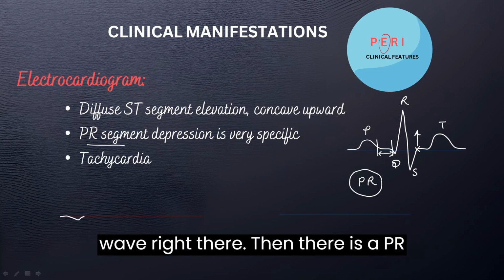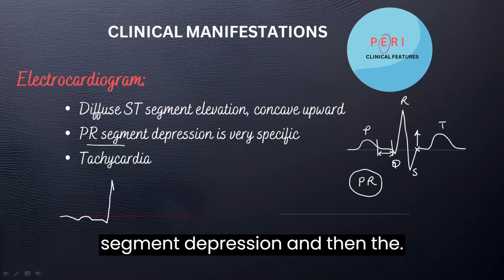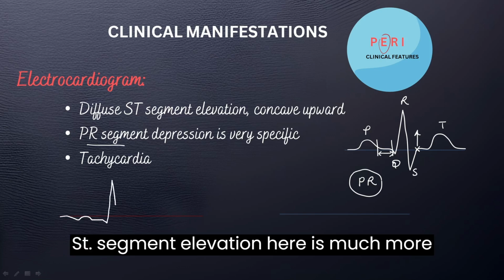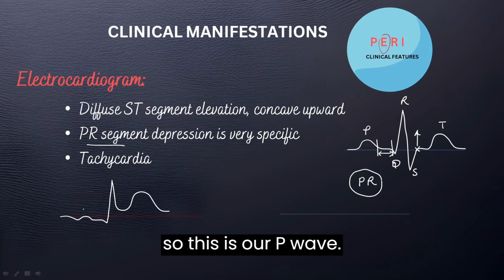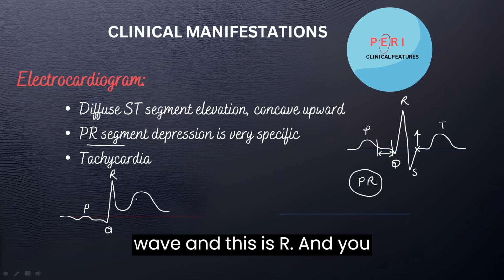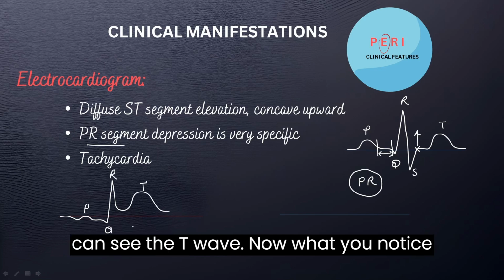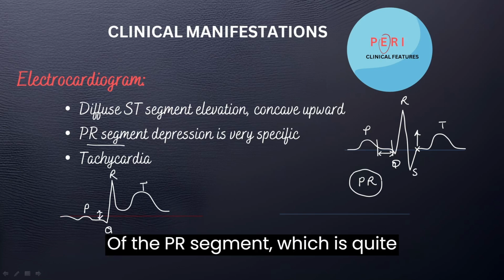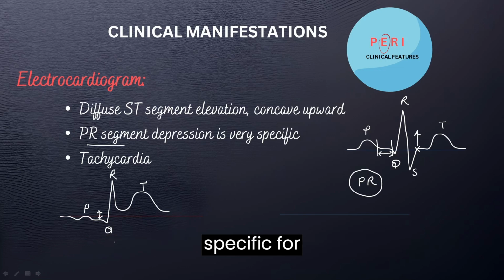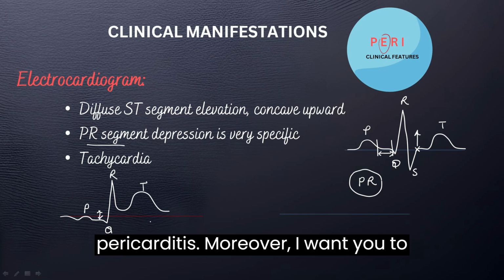Okay, you have a P wave right there, then there is a PR segment depression, and then the ST segment elevation here is much more of a concave upward. All right, so this is our P wave. This is the Q wave, and this is R, and you can see the T wave. Now, what you notice is that there is a depression of the PR segment, which is quite specific for pericarditis.